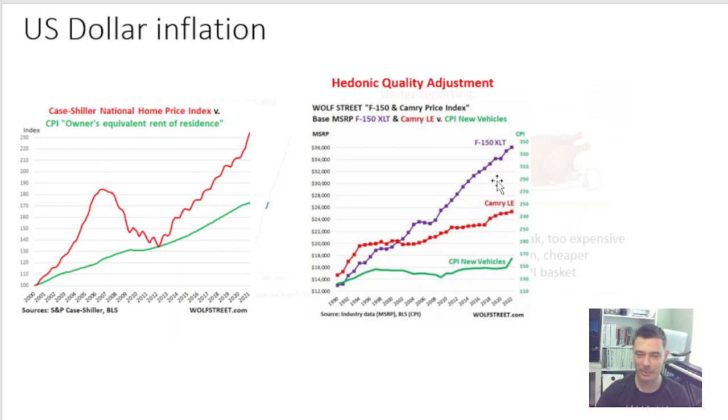This is a Ford F-150 and a Toyota Camry. These are the prices of them over time. And then the CPI equations tend to underreport and undershow these.